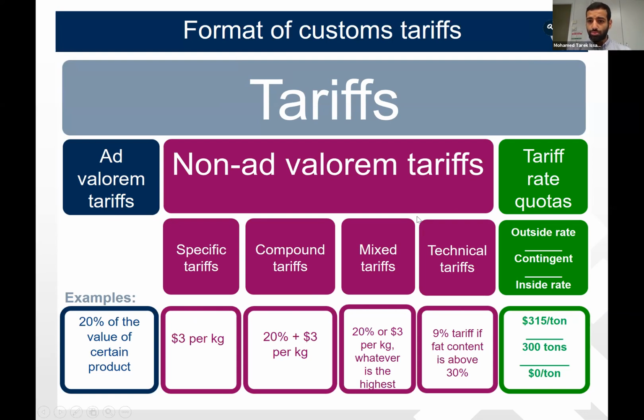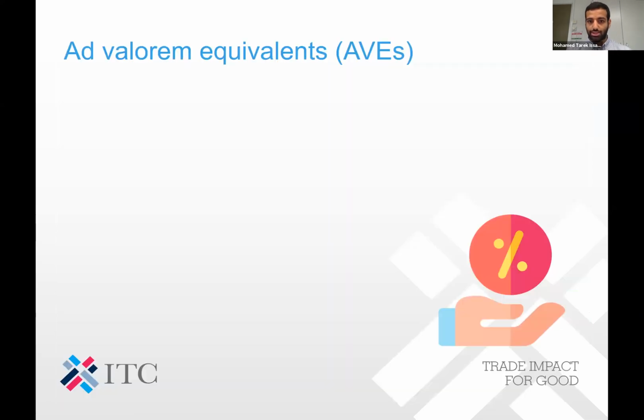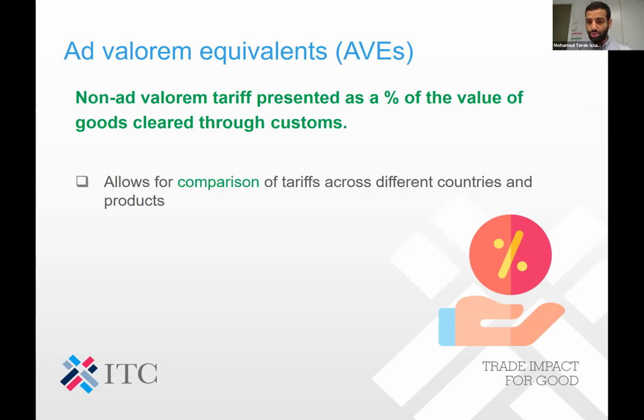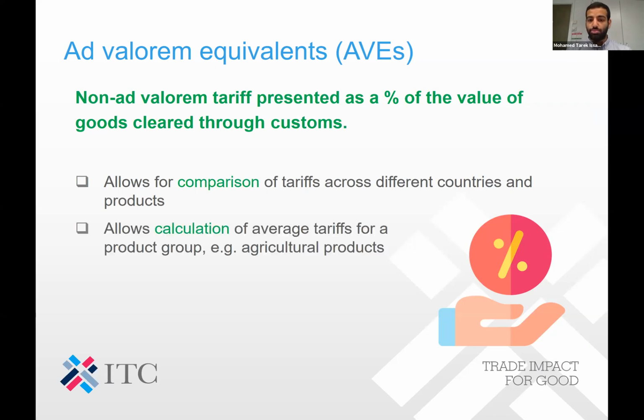So what we do, using a unit value, so we use the quantity and the volume of exports and imports, is try to measure this in a percentage. This is what we call ad valorem equivalent. So we present non-ad valorem tariffs in percentage, and when doing that, you will be able to compare between the different types of tariffs, and you will also be able to calculate an average. If you are interested in agriculture products, you can calculate an average of tariffs.